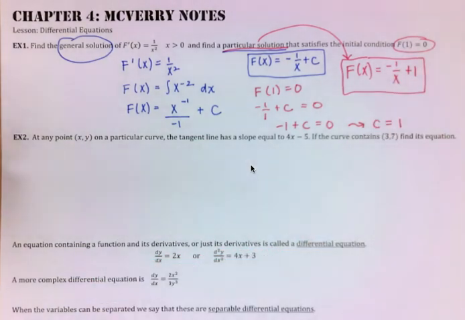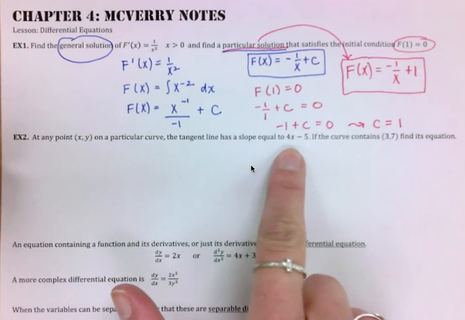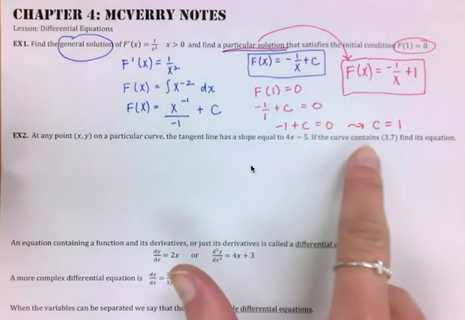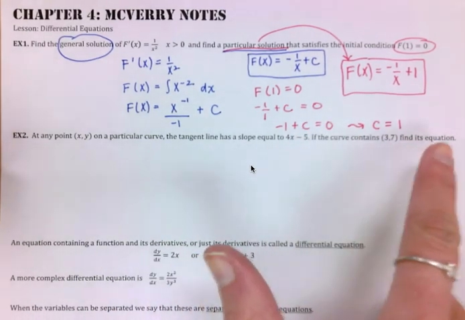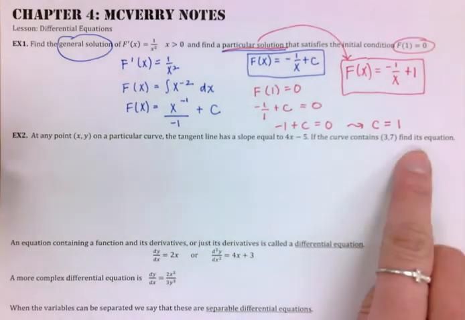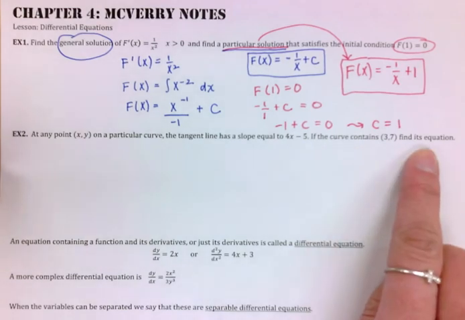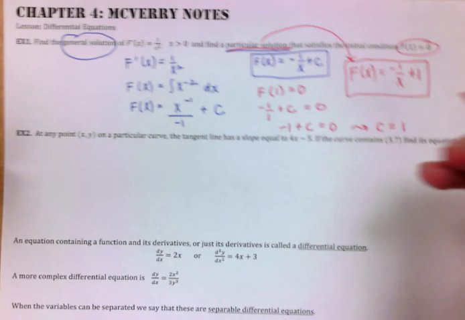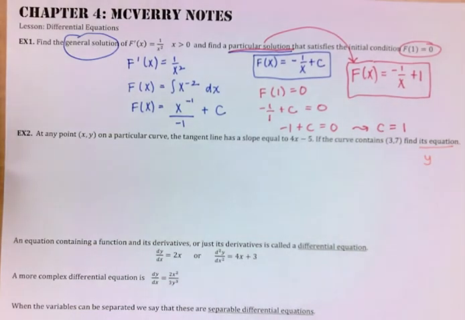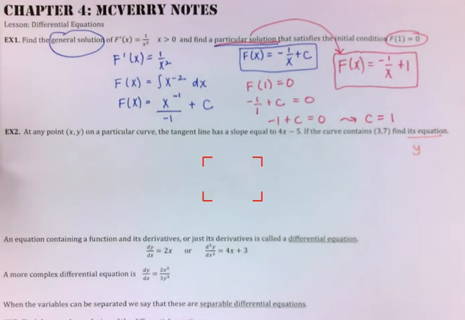Alright, in our second one, it says, at any point x, y on a particular curve, the tangent line has a slope equal to 4x minus 5. If the curve contains 3, 7, find its equation. This is telling us that we're supposed to be finding the actual curve, so that would be finding y. What is y's equation, if we know that the slope is equal to 4x minus 5?